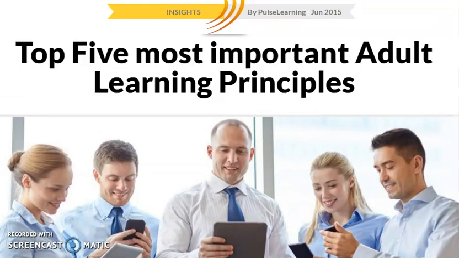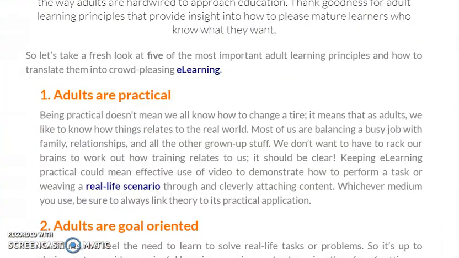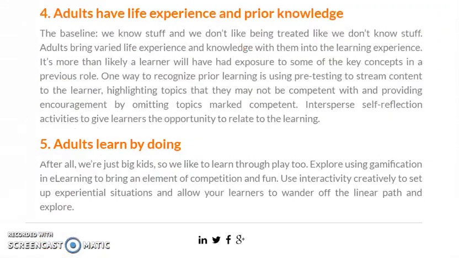The second article looks at some important adult learning principles, talking about adults as being practical, goal-oriented, self-paced, again, the life experience, and learn by doing. So again, you start to see common themes as we go through here. The more we read on adult learning, the same themes continue to emerge about adult learners. And that's what I really want you to get out of this module, is the idea that there are certain characteristics of adult learners, and we need to consider those when we go about designing curriculum.